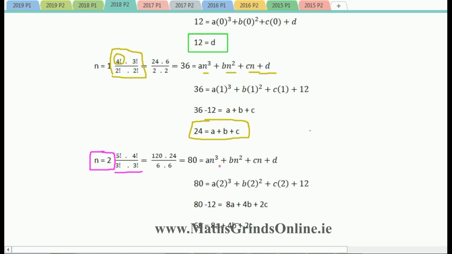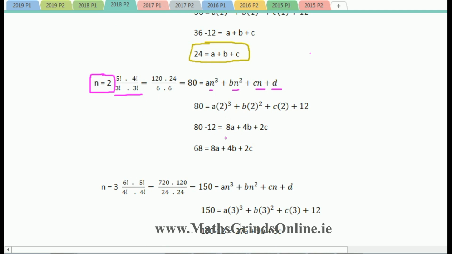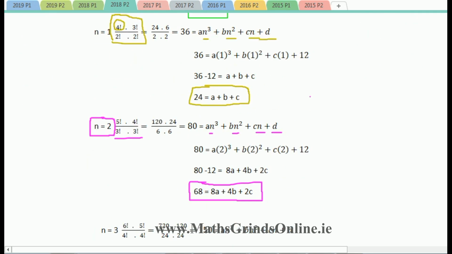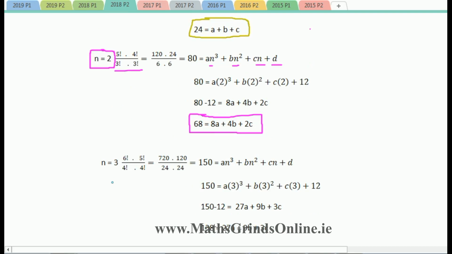And 80 is equal to n cubed plus bn squared plus cn plus d. At this stage now again, we know what d is, and we're subbing in n is equal to 2. So you can see that happening there, and that boils down to be another equation there in a, b and c. So 68 is equal to 8a plus 4b plus 2c. In order to solve these equations, there are 3 variables, so we need 3 equations. So this effectively means we've subbed in n equals 0, we've subbed in n equals 1, we've subbed in n equals 2. We're going to go once more, we're going to go for n is equal to 3.